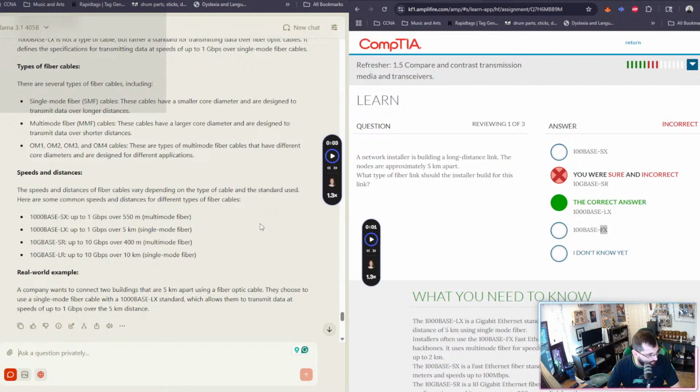So this 1000, 10, SX, LX, SR, and LR. I don't know what those things mean. Up to 1 gig. Now the 1000 base meaning 1 gig, that makes sense, because it's talking about 1,000 megs. And then it's saying 10 GB base or 10 Gs. That makes sense because it's 10 gigabytes.